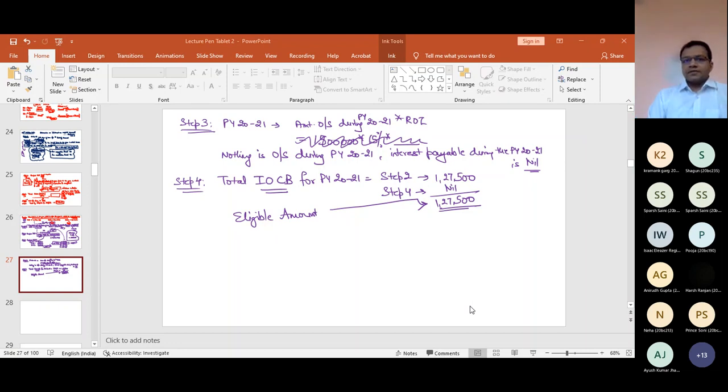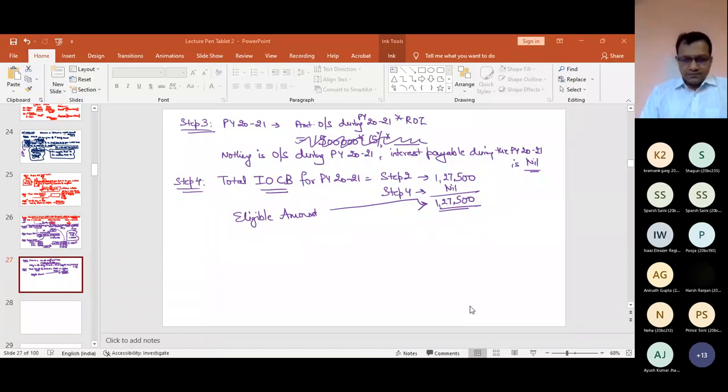4 steps are there. Whether step 1 or 2 are applicable or not, you need to check in your mind before attempting the question whether there will be a pre-construction period or not. If any interest is payable for the period which is before the year in which the house is acquired or constructed, that's it. If there is a pre-construction period, then step 1 and 2 are applicable. If there is no pre-construction period, then only step 3 is applicable. That's it.